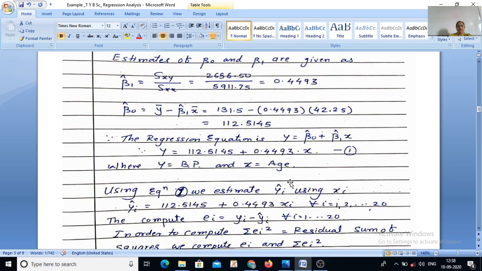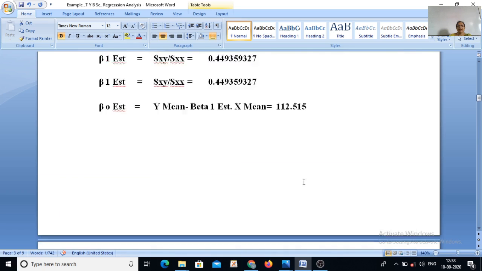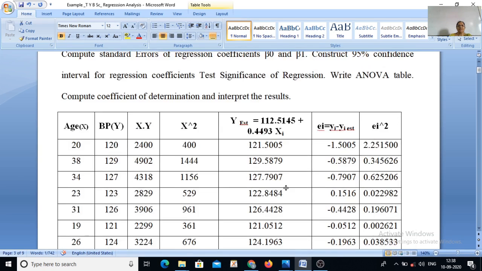Using this equation 1, I am trying to find estimates of yi hat using the value of xi. Okay, so my next column is the computation of yi estimate. Okay, yi estimate is equal to 112.5145 plus 0.4493 xi. Put x1 equal to 20 in this particular expression, I will get y1 hat. Put x2 equal to 32, x3 equal to 38, I will get this particular value. Put x4 equal to 34, I will get this value.